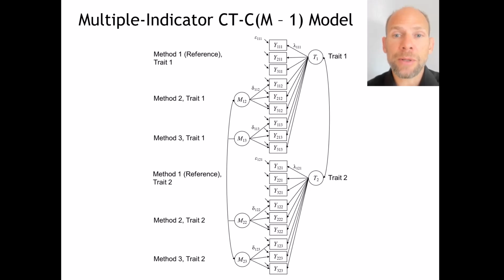So for example, here we have two traits so that this model would fit on the slide, and so this could again be anxiety and extraversion. Trait 1 may be anxiety, and now you can see we have 3 indicators for anxiety for self-report, 3 indicators for anxiety parent report, and 3 indicators for anxiety peer report, and the same for extraversion. So there are 3 indicators per trait method combination, and that allows us to specify trait-specific method factors.